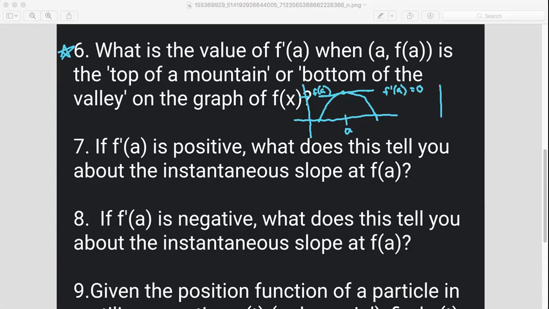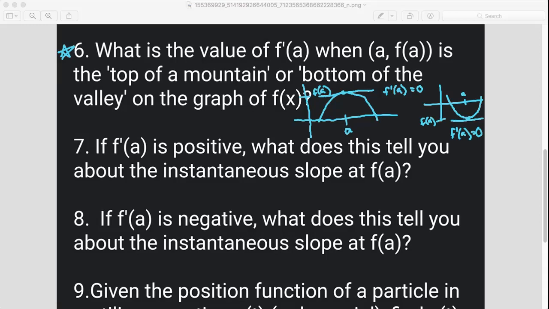And the same thing would happen when you're at the bottom of a valley. So at the bottom of a valley, you change from decreasing to increasing. So at this point, x is a and the y is f of a. At this point, again, we have, I didn't do that very well, but a horizontal tangent line. And that's where the slope of that tangent line would be equal to 0. Okay, so that's number 6.